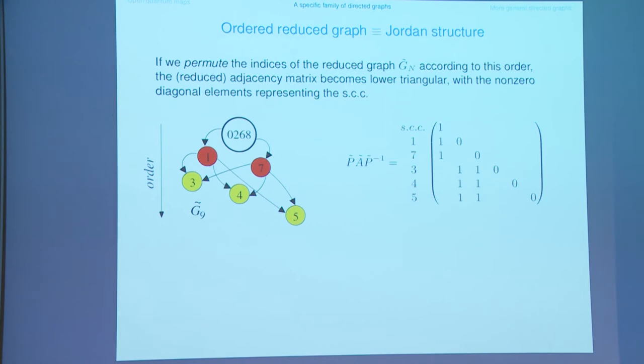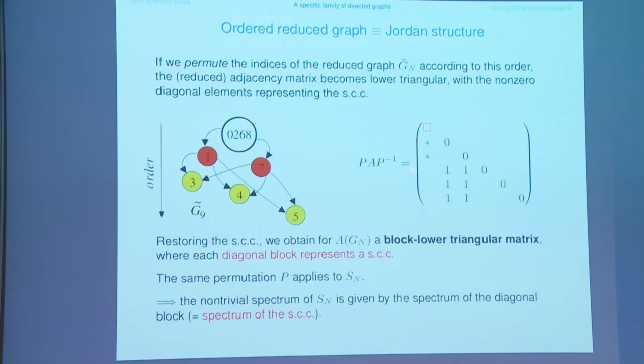Now we can restore, for instance, this big component here, this S, this strongly connected component. We can restore it in any order we want. And we get, up to a permutation of these initial indices, that the adjacency matrix after this permutation is block triangular, with blocks on the diagonal, and below we have some elements. Any block on the diagonal which is non-zero corresponds to a strongly connected component.